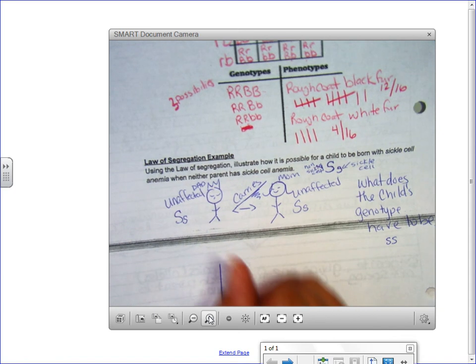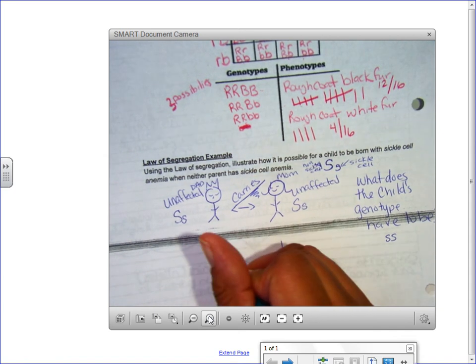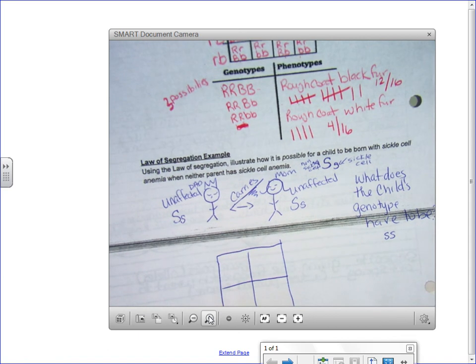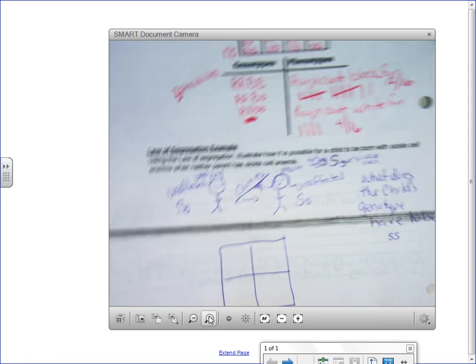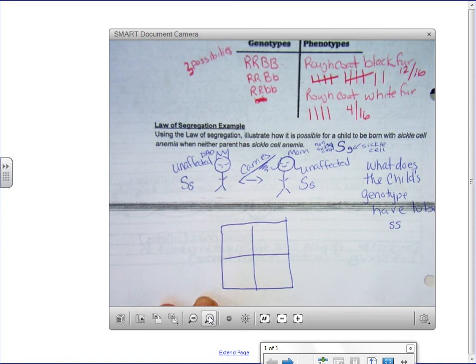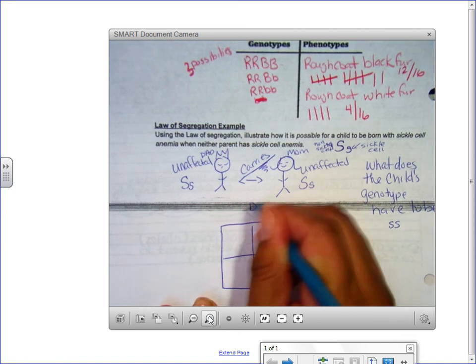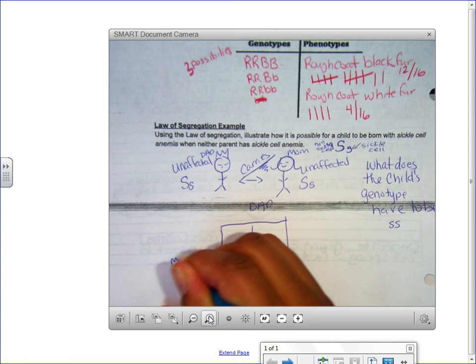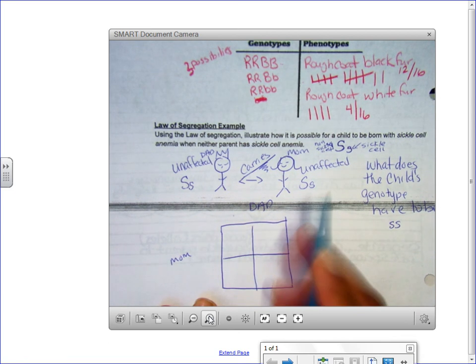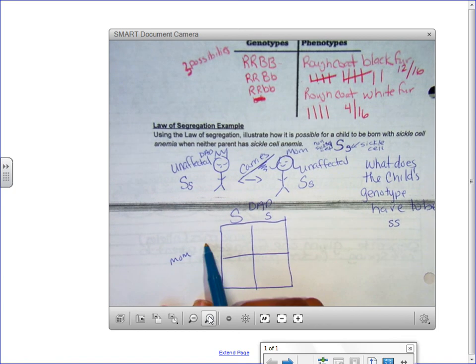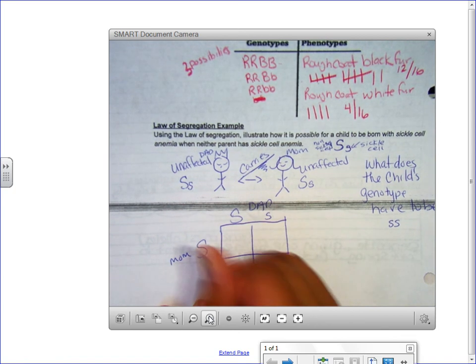If we do a Punnett square, again, what type of hybrid are we doing here? Monohybrid, because we're only looking at one thing. If we're doing dad up here and mom over here, what goes here? S. They're all S's. Dominant S. Dominant S, recessive s. What goes here? Dominant S. Recessive s. Okay.